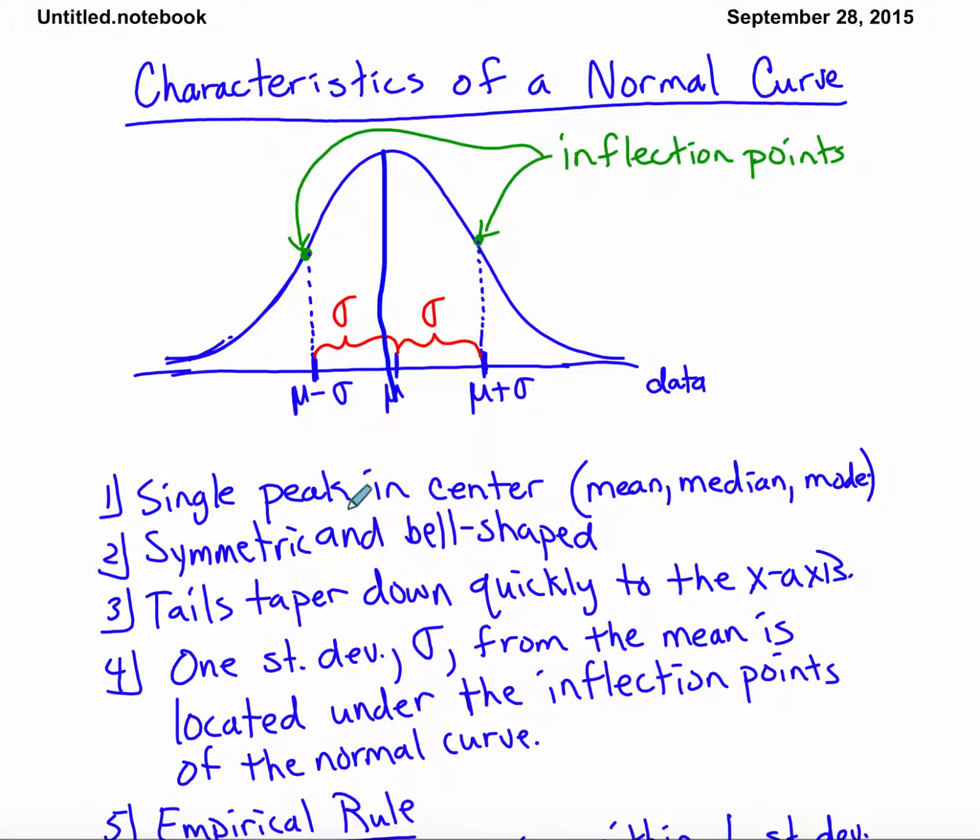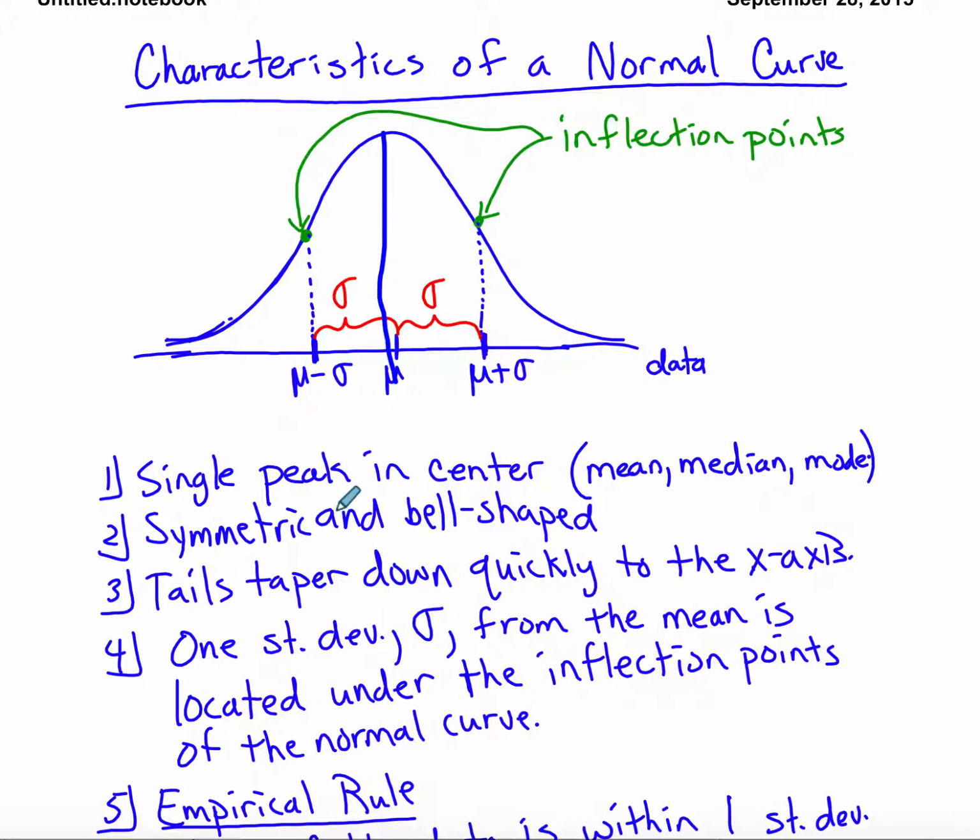The peak is the center, which is the mean, median, and mode, because in a normal curve, because of symmetry, all three are in the exact same place. Again, it's symmetric and it's bell-shaped. It tapers off as you get farther and farther along the x-axis in both directions, and it will taper off exactly the same because of symmetry. This side and this side are exactly the same. One standard deviation beyond the mean in both directions, again, is that inflection point.